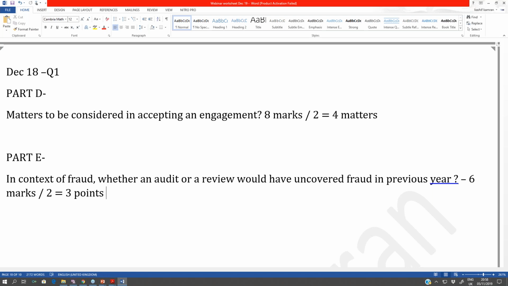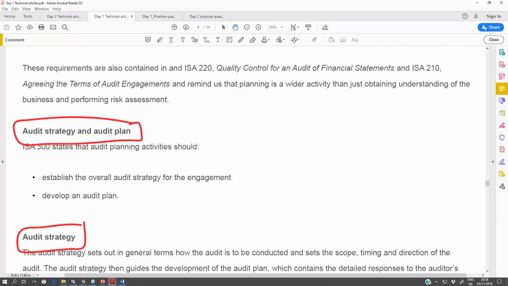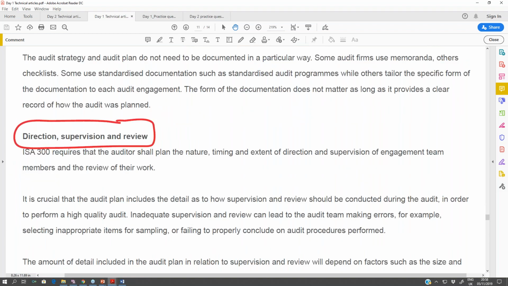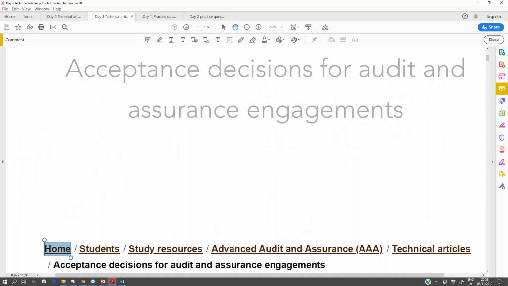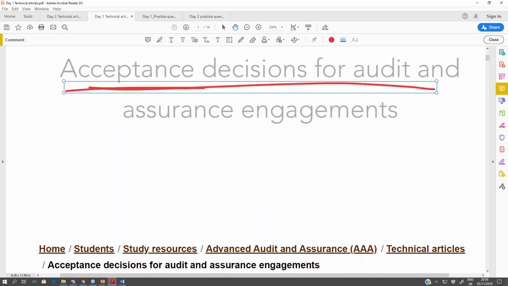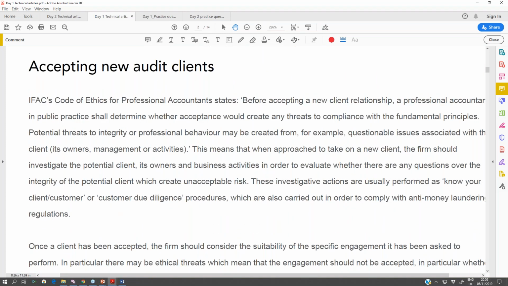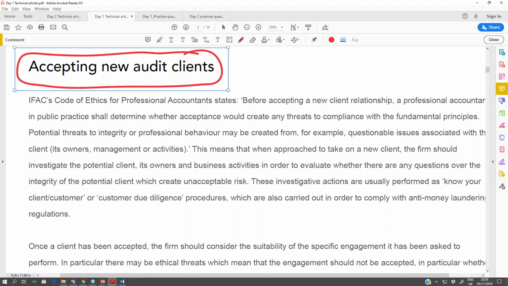Let's consider the matters to be considered in accepting an engagement. This is the article which I recommended yesterday, and it becomes very important. See, it is titled acceptance decision for audit and assurance engagements: how you accept an engagement, and what matters you need to consider when accepting one. This article gives you the entire answer. You read this article and you can write the answer for Emu Gym. When you read exhibit 4, you will come to know that Emu Gym is a new client, and you will learn the matters you should identify when accepting the engagement of Emu Gym.